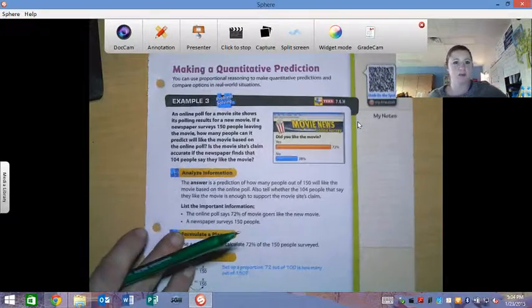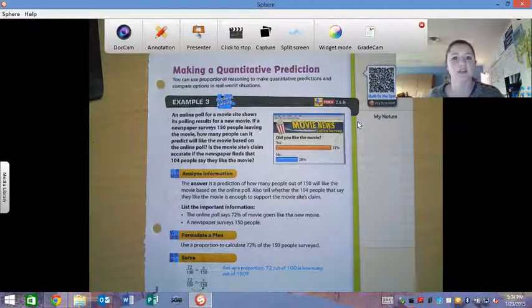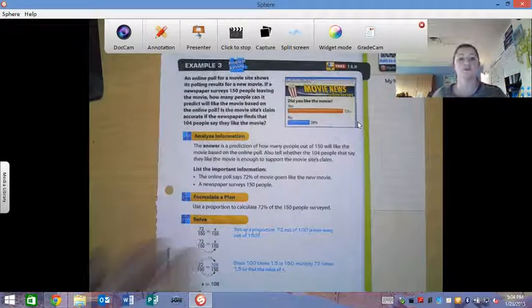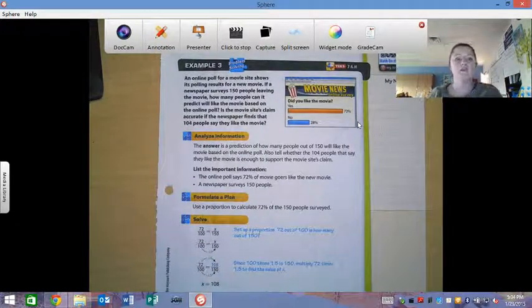Okay, we're going to make a quantitative prediction here. It says you can use proportional reasoning to make quantitative predictions and compare options in real-world situations. So, an online poll for a movie site shows its polling results for a new movie. If a newspaper surveys 150 people leaving the movie, how many people can it predict will like the movie based on the online poll? Is the movie site's claim accurate? If the newspaper finds that 104 people say they like the movie.